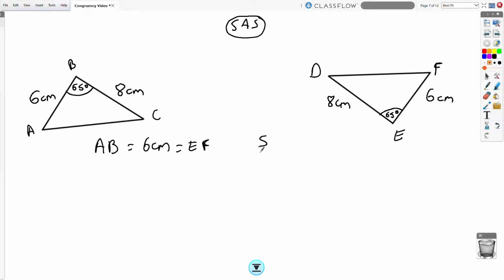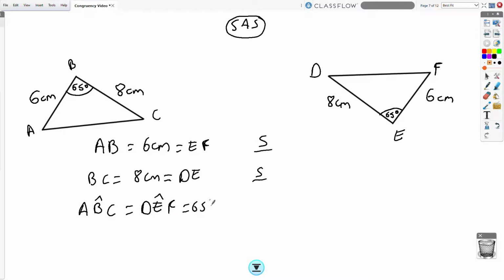So we have a side. Now BC is equal to 8 centimeters, which we also have as DE. So we have a second side. And now we have angle ABC. So to make sure it's an angle, you just want to put a hat on the middle letter, is equal to angle DEF, which is 65 degrees. So we have an A. So we have SAS. So therefore the triangles are congruent. So you always want to make sure you conclude at the end.